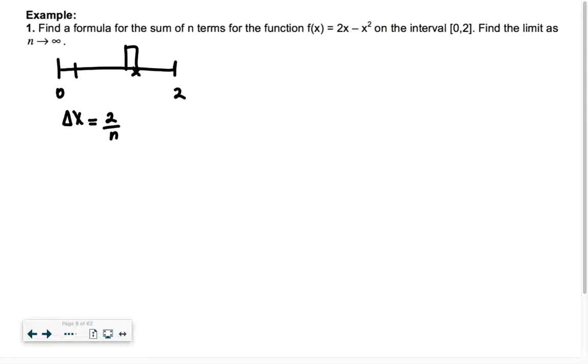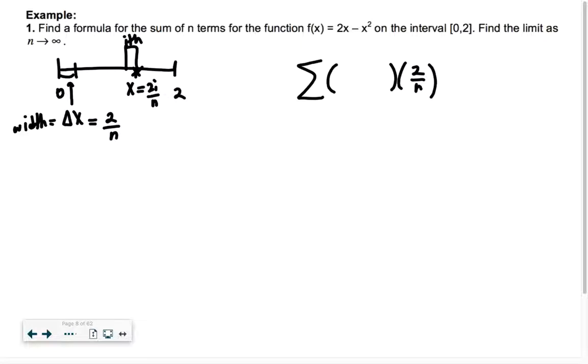And if I want to talk about the ith rectangle, its x value is going to be 2i over n. So delta x is the width. So if we put it together, we have the height times the width, 2 over n. What's our height going to be? Two times 2i over n minus 2i over n squared.